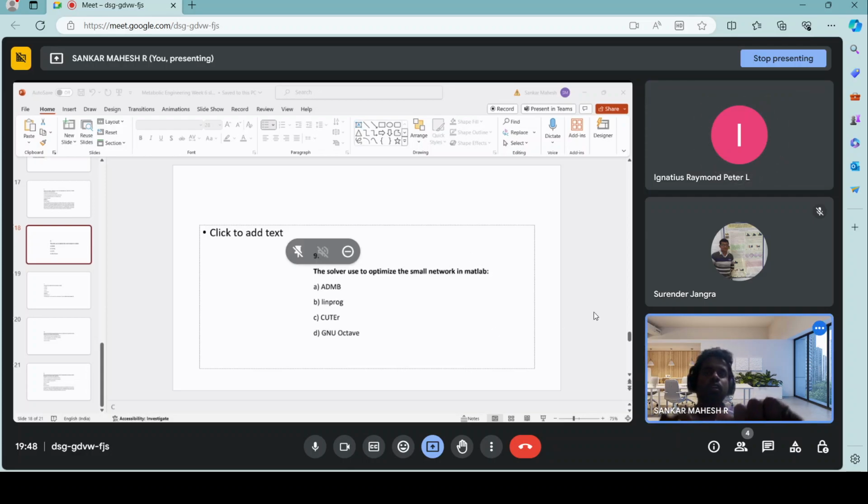Yeah. So among the options here, linprog is the right one. It is just a linear programming solver, available in MATLAB. What we need to provide as input here is the stoichiometric matrix and which reaction we want to optimize. So I'll just unshare and try opening the linprog description here in the browser.